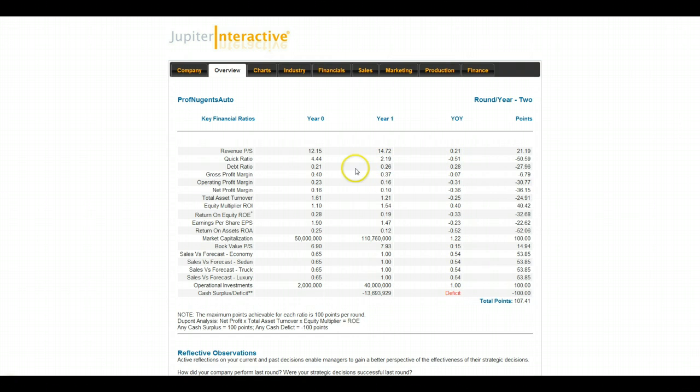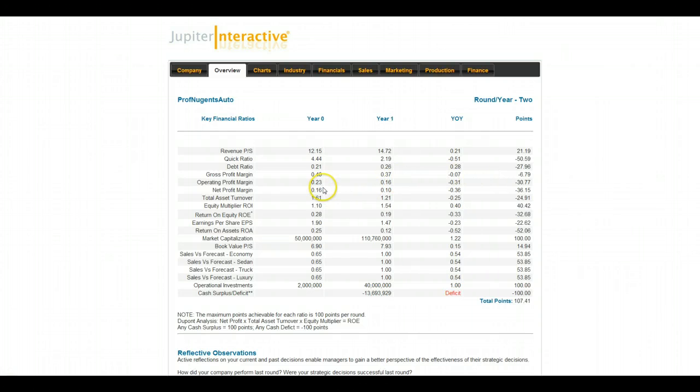My debt ratio is higher, and we want a lower debt ratio. Debt ratio would be showing your debt compared to your assets. So here my debt ratio increased, so I lost some points, which means I borrowed money, which I did. Now my gross profit margin, I started out in year 0 at 40%. And I wound up lowering my profit margins to 37% in year one. So I lost 7% of that.